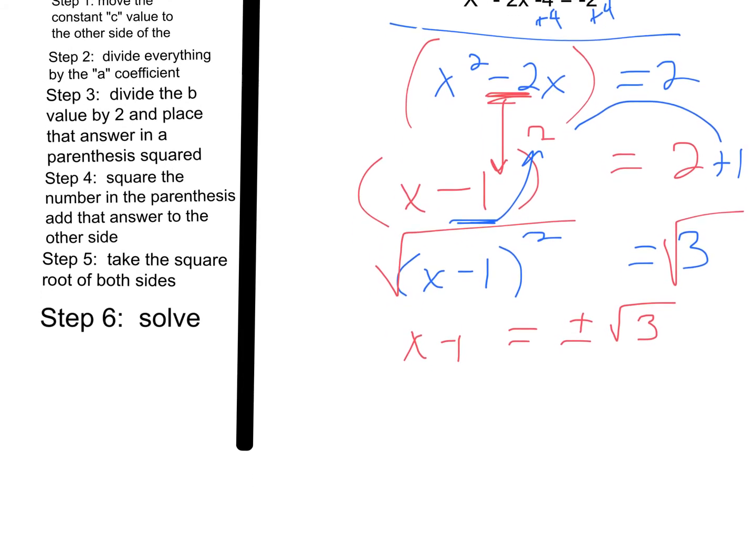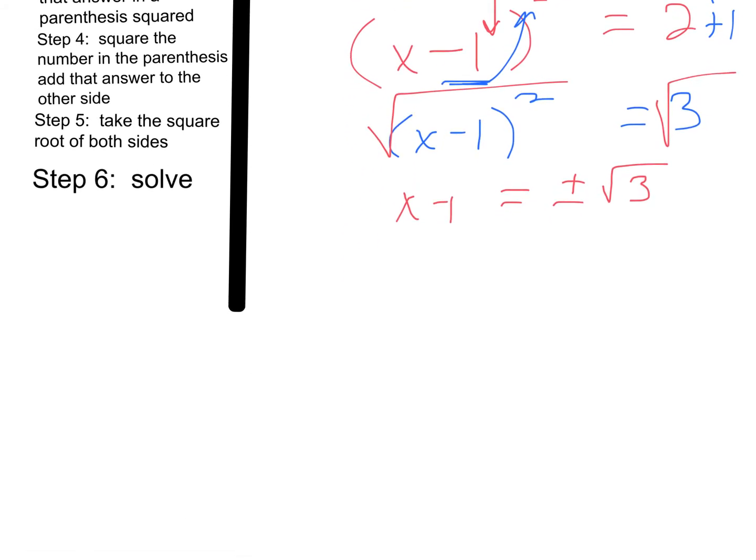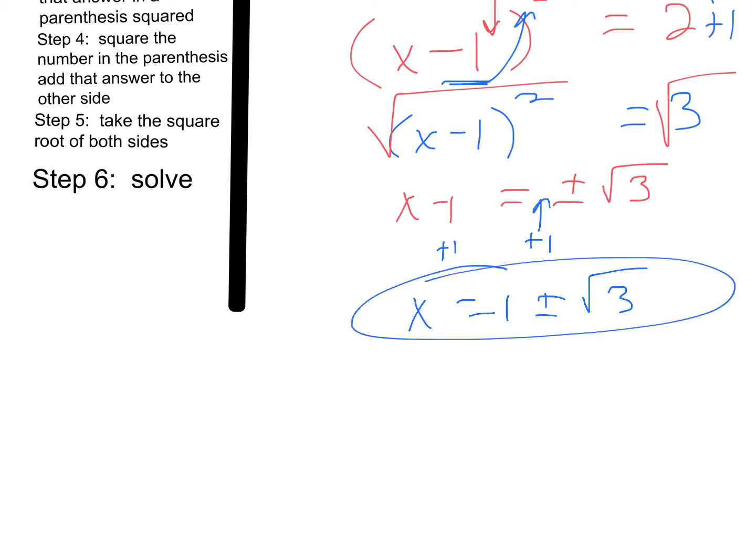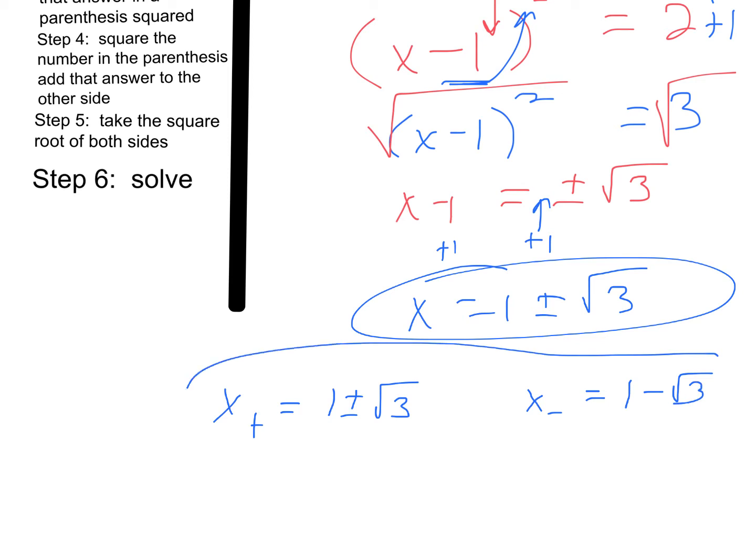Gonna need a little room, so I gotta scooch this a bit. Okay, so now solve this thing out. We're gonna add the 1. X equals 1 plus or minus radical 3. And again, if your teacher likes that, that's okay. Or if your teacher says you got to pull it apart, so x positive says we're going to do 1 plus radical 3. The x negative says we do 1 minus radical 3. And there you have it. Piece of cake.